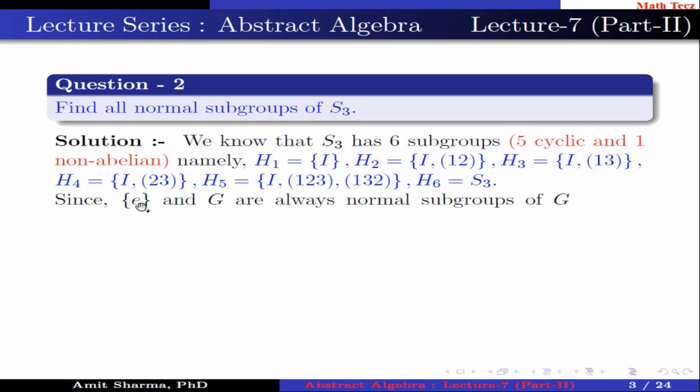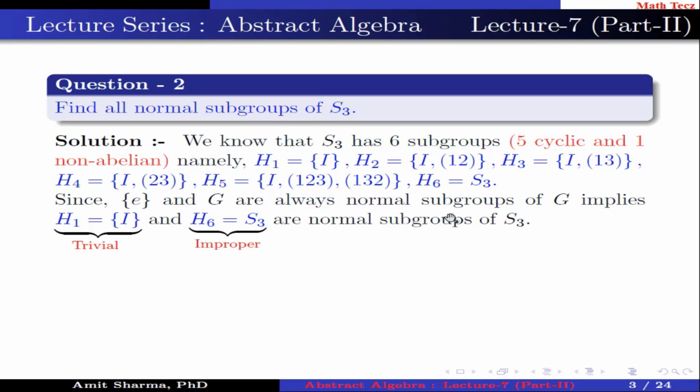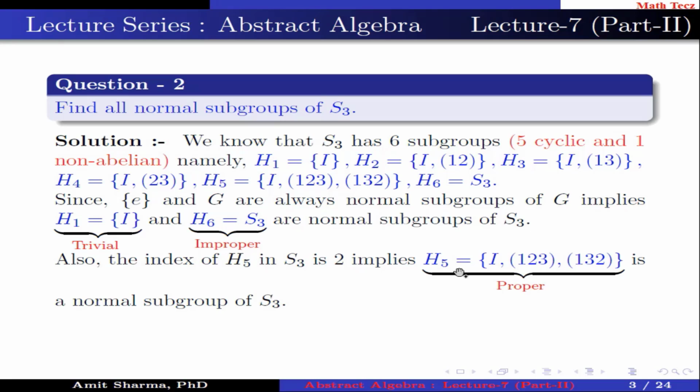Since identity and G are always normal subgroups of G, H1 equal to identity, which is trivial, and H6 equal to S3, which is improper, are normal subgroups of S3. Also, the index of H5 in S3 is 2, which implies H5, which is proper, is a normal subgroup of S3.